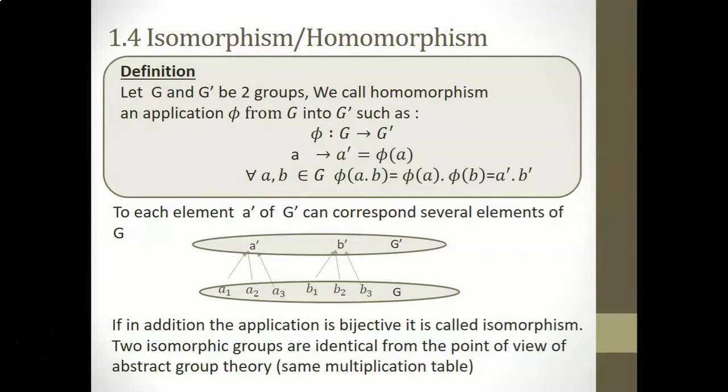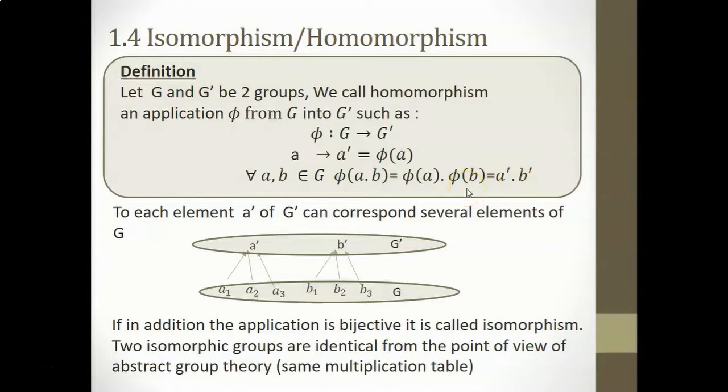And now I will define the notion of isomorphism and homomorphism. So let G and G prime be two groups. We call homomorphism an application from G into G prime, such that to the element A in G corresponds the element A prime in G prime, A prime equals phi of A. Now, no matter what two elements A and B belong to G, phi of A multiplied by B is equal to phi of A multiplied by phi of B, equal to A prime multiplied by B prime.